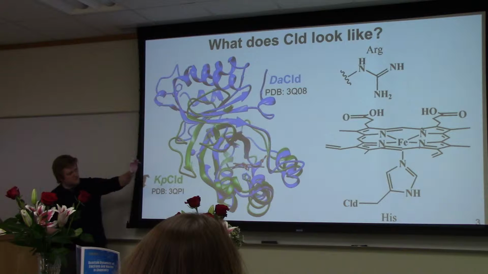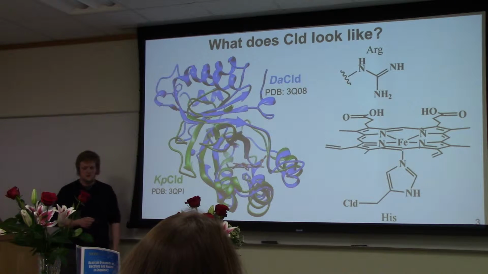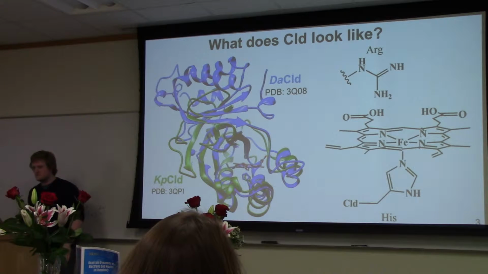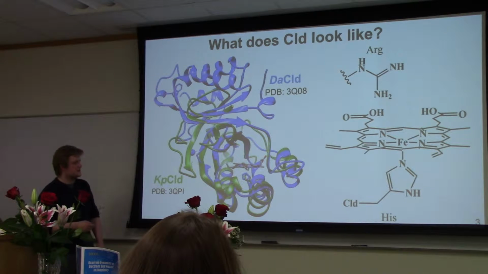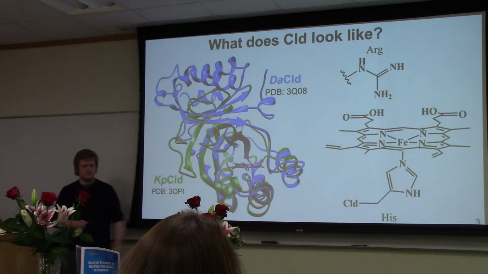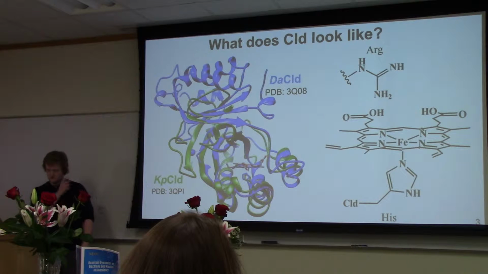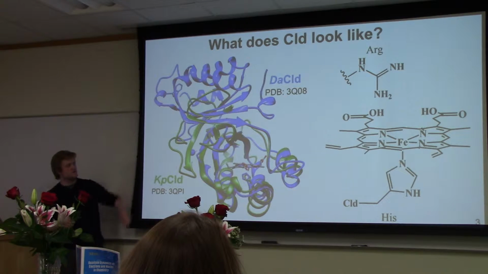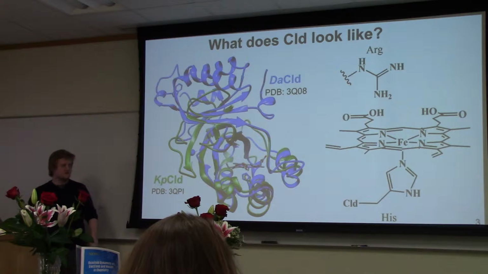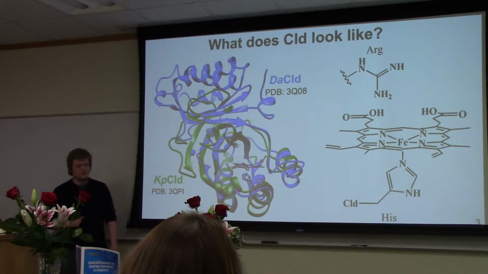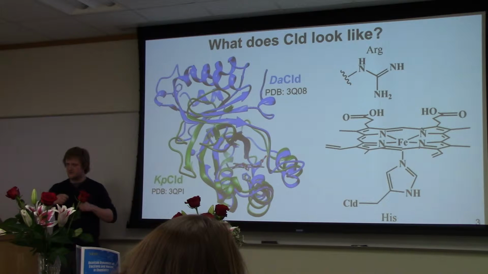And so on the far left there, I show a picture diagram of what the pocket looks like and what the heme active site looks like. So we have our heme, our iron center that is actually ligated by a histidine, which coordinates it to the protein backbone. And there is an arginine residue that hangs over the heme site, which is very important for catalysis. We're not going to get into that today.